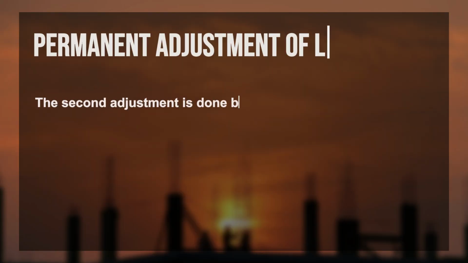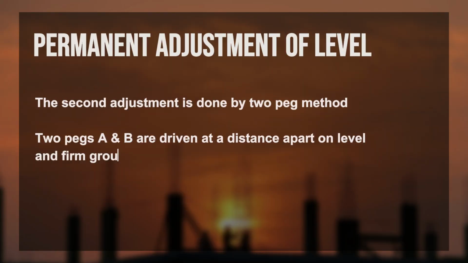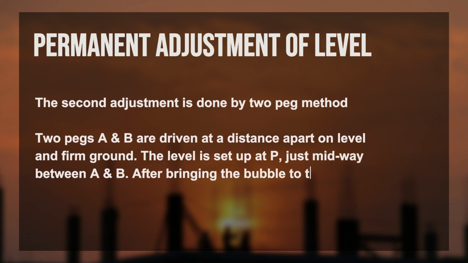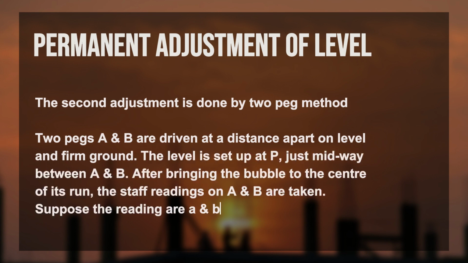The permanent adjustment of level, the second adjustment, is done by the two peg method. Two pegs are taken, for example A and B, and are driven at a distance apart on level and firm ground. The level is set up at a point P just midway between the two points A and B. After bringing the bubble to the center of its run, the staff readings on A and B are taken. Suppose the readings are small a and small b.